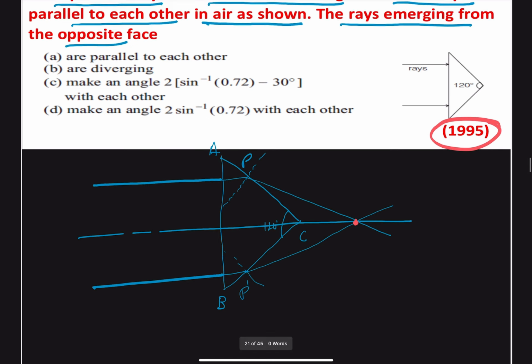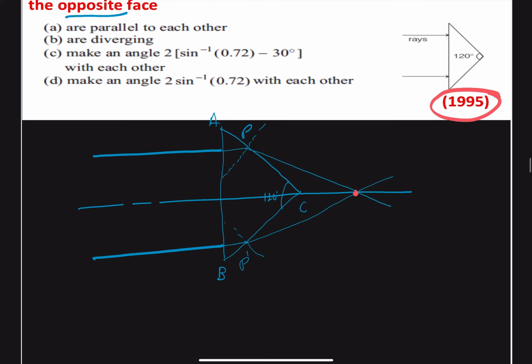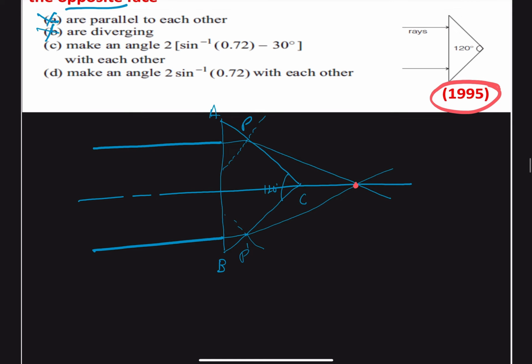And we have to find out the angle between them. Obviously it is not diverging, and neither are they parallel with each other. They are converging, so it means they make an angle, and we have to find out this angle, what they are making with each other.